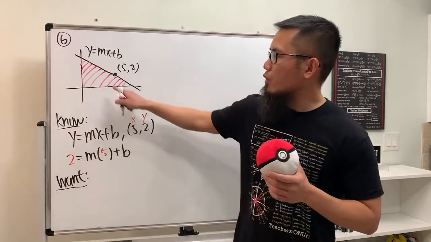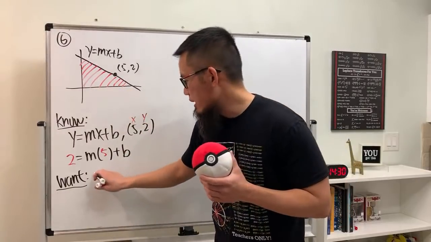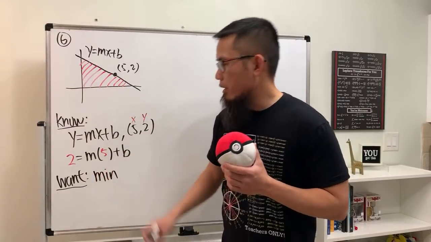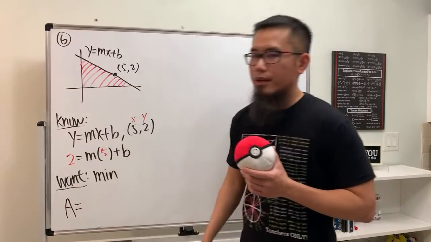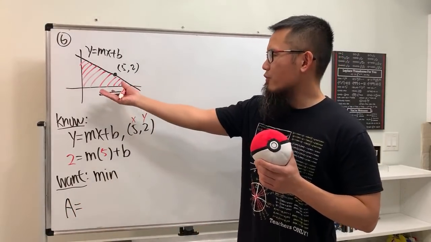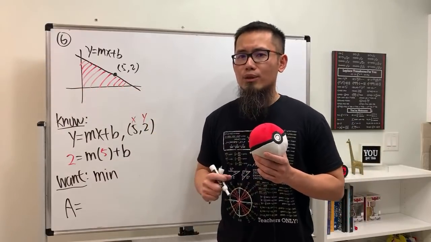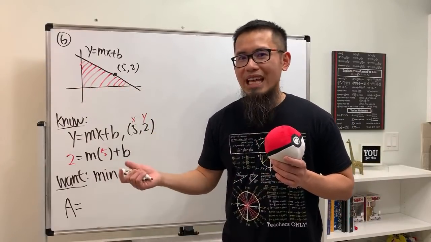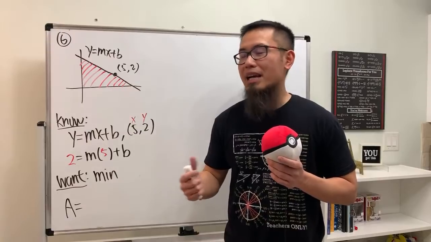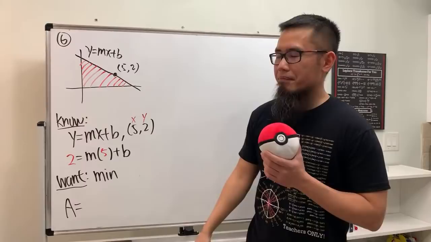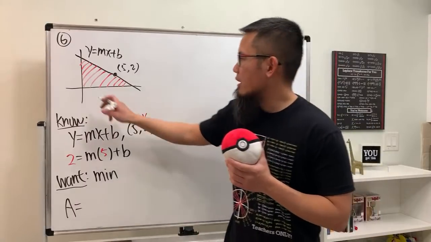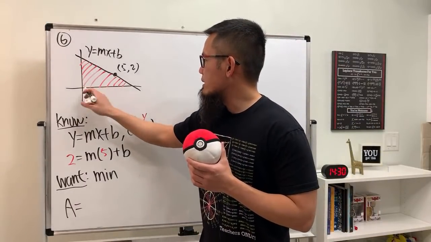Now, let's see what we want to know. Well, we want to have the smallest area here, so that's the minimum. And because we want area, let's put down area here. But how would you write down a formula for the area of this triangle? Remember, the area of the triangle is always one half base times height. When we have the height and base right here already, you can just do that. So now, here's the deal. Let's figure out what the base is right here.